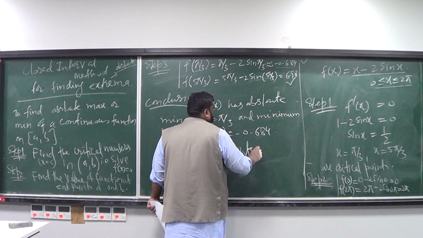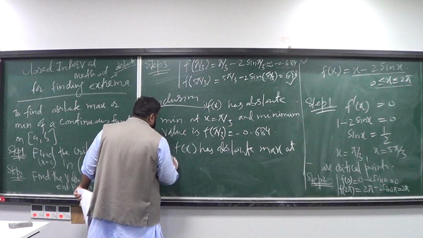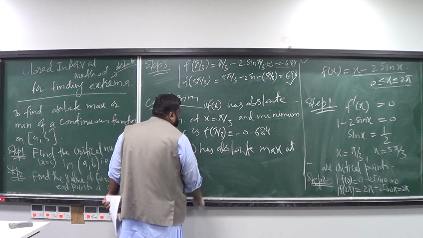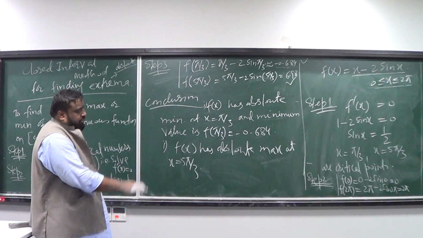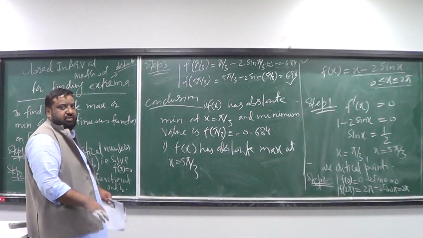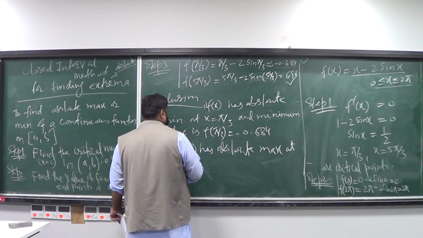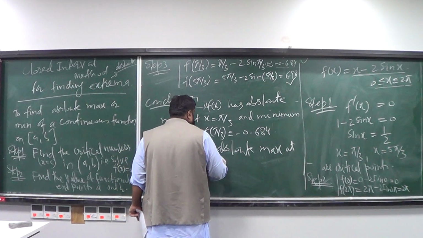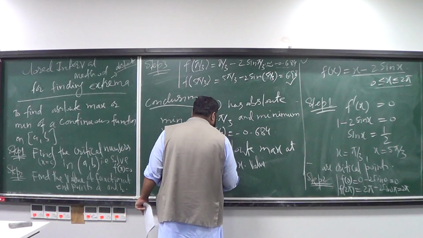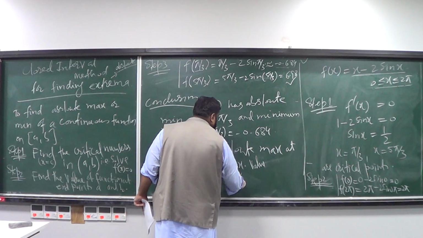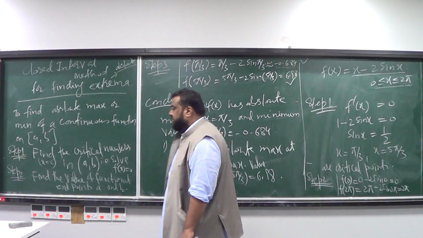Second conclusion, f of x has absolute max at x equal to 5 pi by 3. Why am I writing it? Because it is important that we write things in a comprehensible manner. So just putting the numbers is not enough. You need to talk about them. At x equal to 5 pi by 3, the max value of the function that it takes is 6.98 actually.